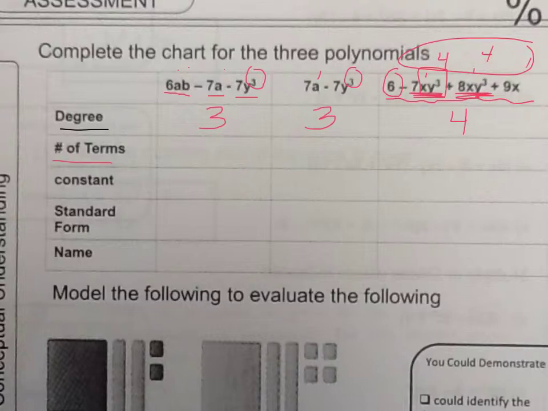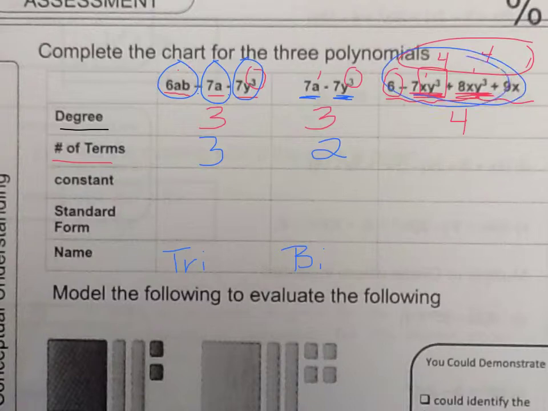The number of terms, which is next, is we look for addition and minus signs. So we have 1 here, and we have 1 there. So we have term 1, term 2, term 3. We have 3 terms, which is a trinomial. We have 1 term, 2 terms, so we have 2 terms, which is a binomial. And this is a tricky question.